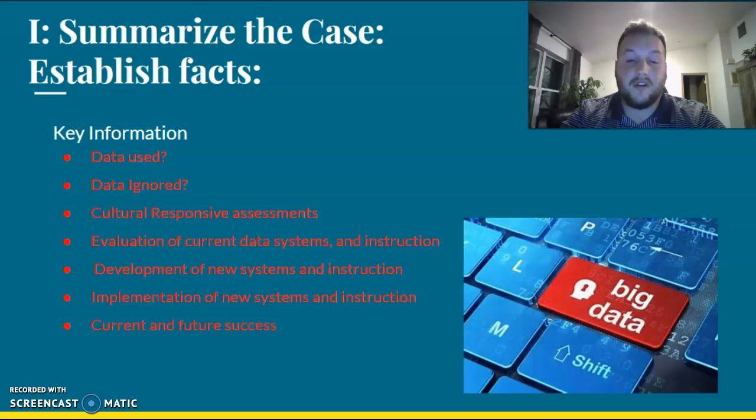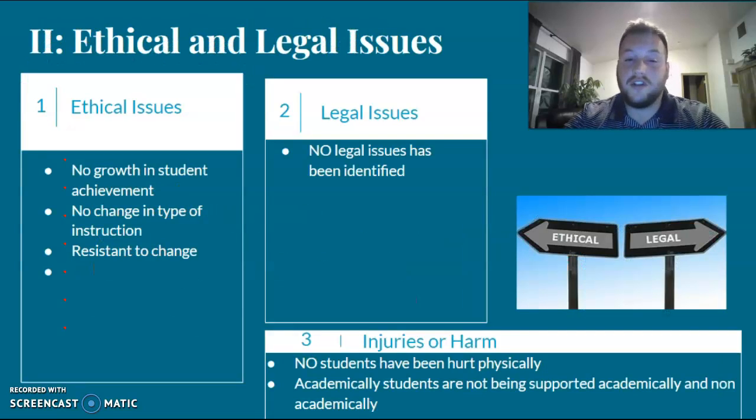And then looking at the current and future success for all students, in order to really meet the needs of these students, they've got to dive into the data and see why they are not able to access those assessments, and find ways that they can use those assessments to better educate their students. So ethical and legal issues, there's no growth in student achievement. There's no change in the type of instruction.